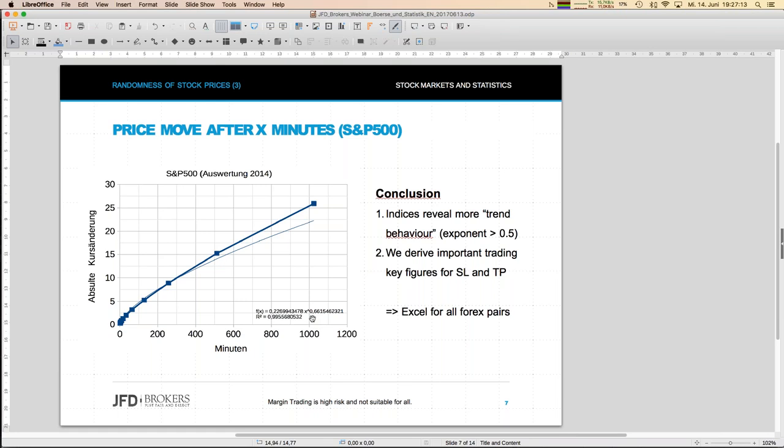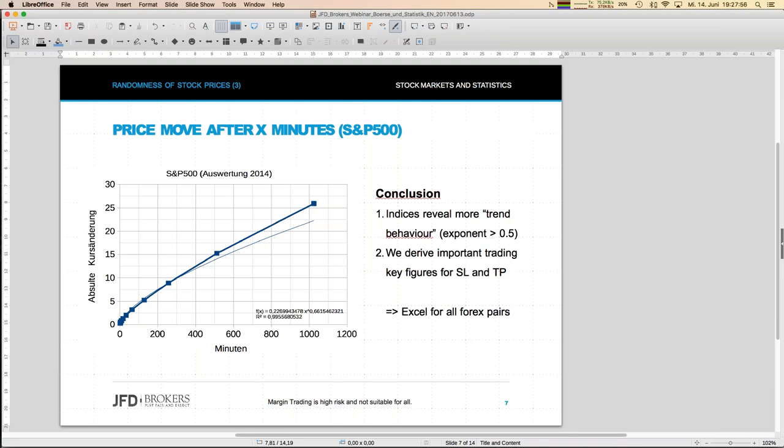That means this linear behavior is: if you double the time, then you double the distance or the price change. And for sure, you have exactly that kind of behavior if it's linear. So if that exponent is closer to one, it is an indication that we are much further away from random behavior. And you find the same behavior for other indices or for real single stocks.